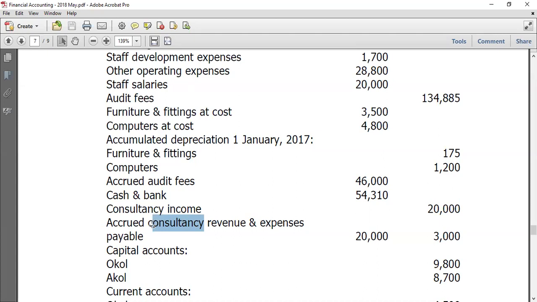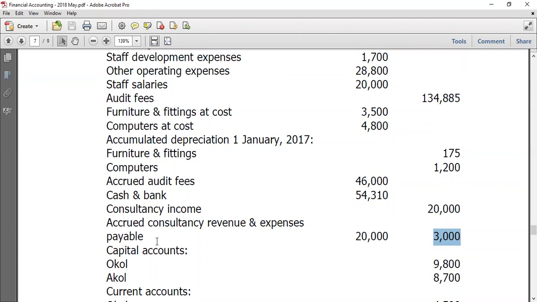Now, I want to clarify something small here. When you know your double entry, you see this part: accrued consultancy revenue and expenses payable. I wanted to explain something here. You see it is on the same line. We have 20,000 and then we have 3,000. And this is around interpretation of the trial balance.